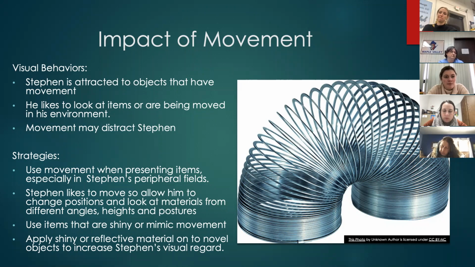You can present materials from different angles and heights, and when he's in different postures. For Stephen, we'd use items that are shiny or mimic movement. To get kids with CVI to attend to faces, sometimes we use mirrors so that they'll start to have their own facial regard. And then apply shiny or reflective material onto novel, new objects that you're trying to introduce into Stephen's visual regard.